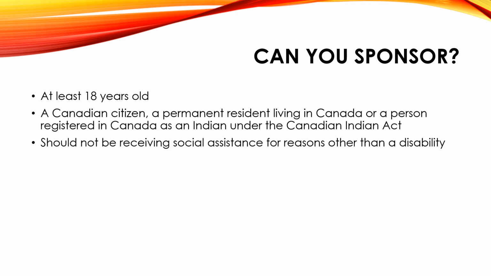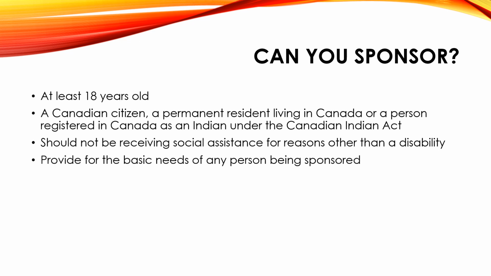And the next requirement is that you should not be receiving any social assistance for a reason other than a disability. That means you should not be getting any government benefit in the form of cash. You should not be getting anything from the government. Next, you must prove that you can provide for the basic needs of any person being sponsored by you. And in some limited situations, you might have to meet an income criteria. These are the important requirements to become a sponsor. And if you meet these conditions, you are able to sponsor anyone who's related to you either by blood or by adoption.